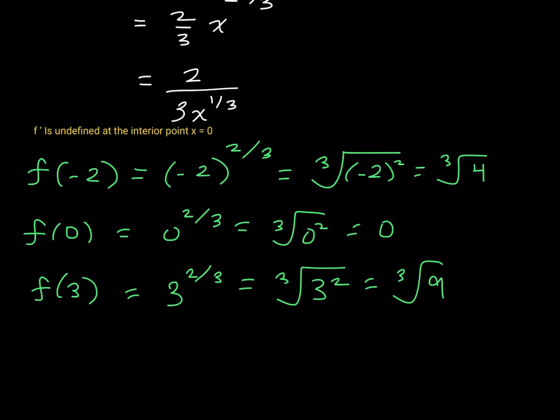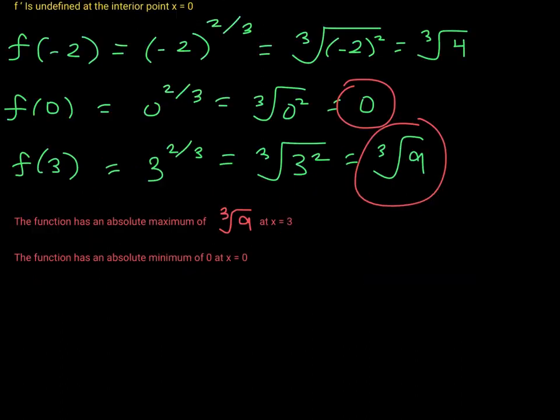Out of all of these points here, this is the largest, and this one is the smallest. So the function has an absolute maximum of the cube root of 9, which is approximately 2.08, okay, approximately, at x equal to 3, and has an absolute minimum of 0 at 0. Awesome.